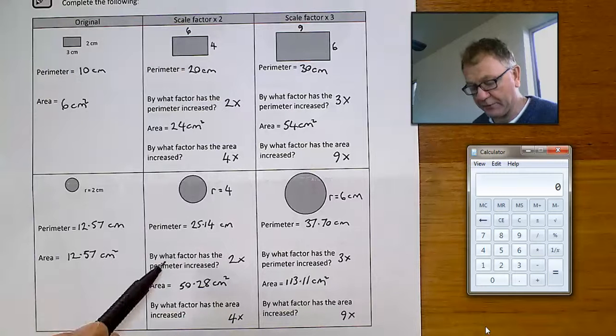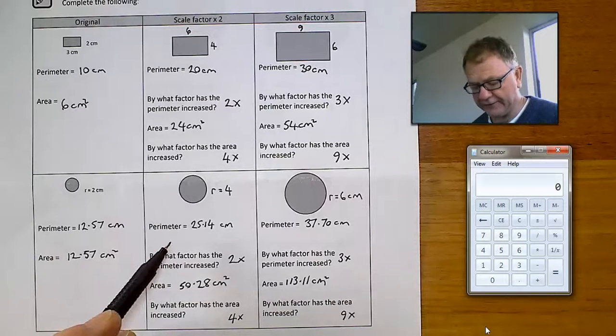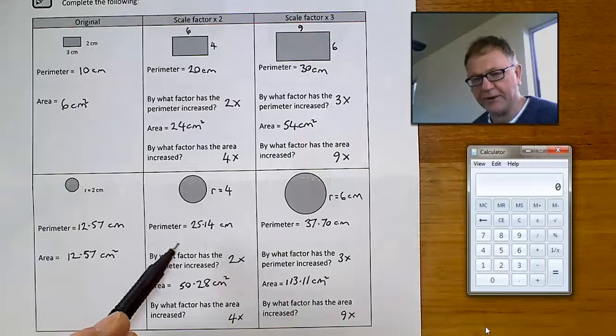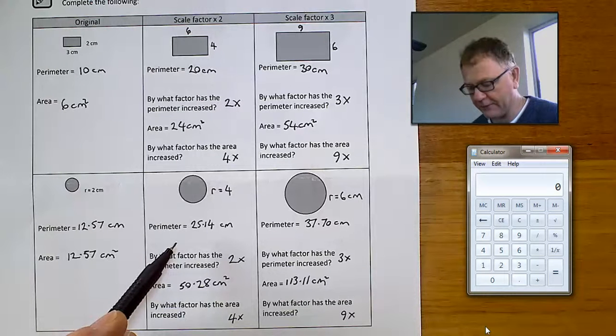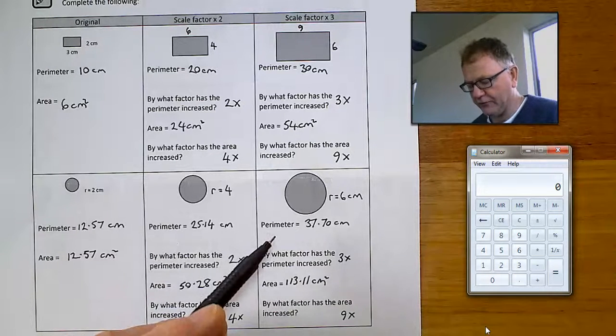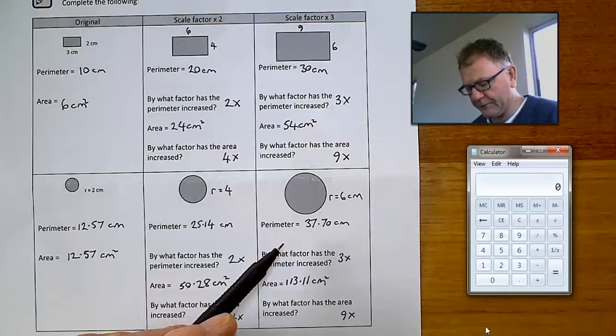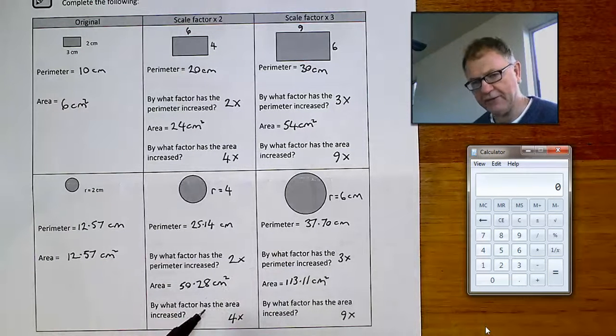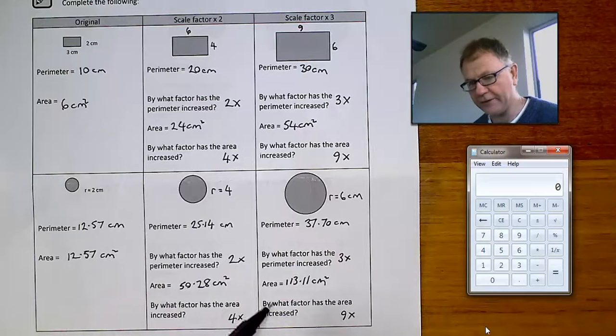The perimeter increased with the scale factor. So in other words, doubling the scale factor, the perimeter, or circumference in the case of a circle, doubled. Tripling the dimensions, tripling the radius, brought about a triple in the perimeter. But the areas, a doubling of the radius, brought about a 4 times increase in area, or tripling the radius brought about a 9 times increase in area.